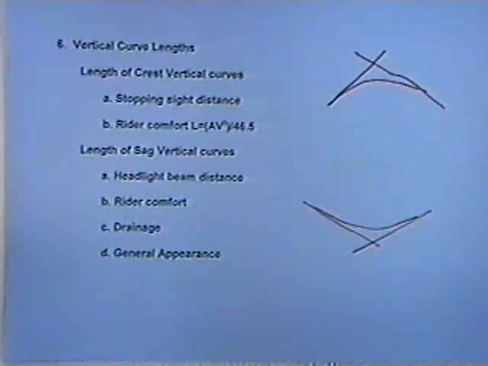Well, you'll notice that for crest vertical curves, we use stopping sight distance. We'd like the drivers to be able to see far enough over the crest of that hill to stop if there's an object in the roadway. And it's a 6-inch object that we're trying to provide them sight distance for. So stopping sight distance is one control that we look at.